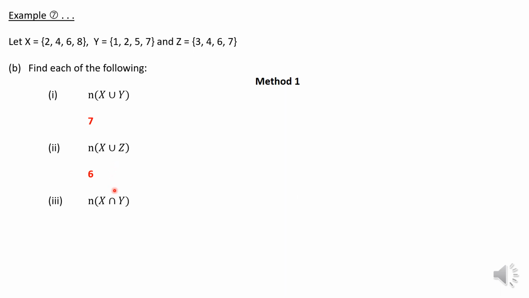The number of elements in the intersection of X and Y: you can quickly see X and Y, remember, they're only sharing a 2, so it is only 1. And what is the number of elements in the intersection of X and Z? What do they share? They share 4 and 6, so they only have 2 elements in common.